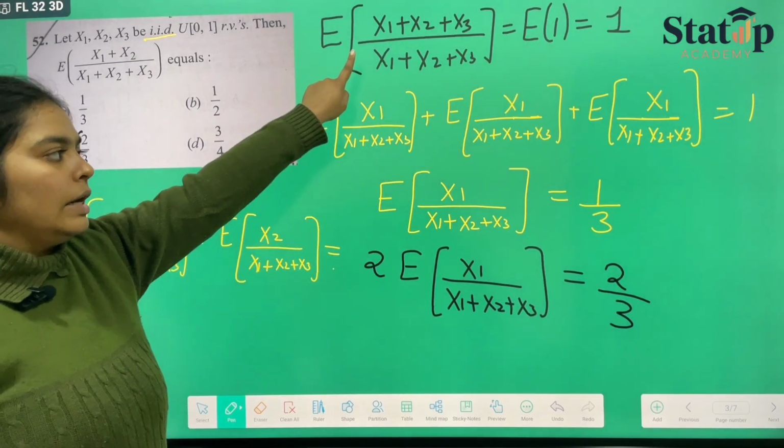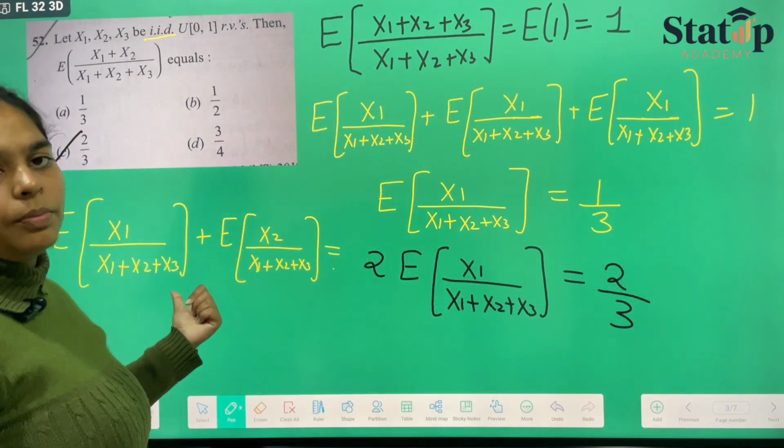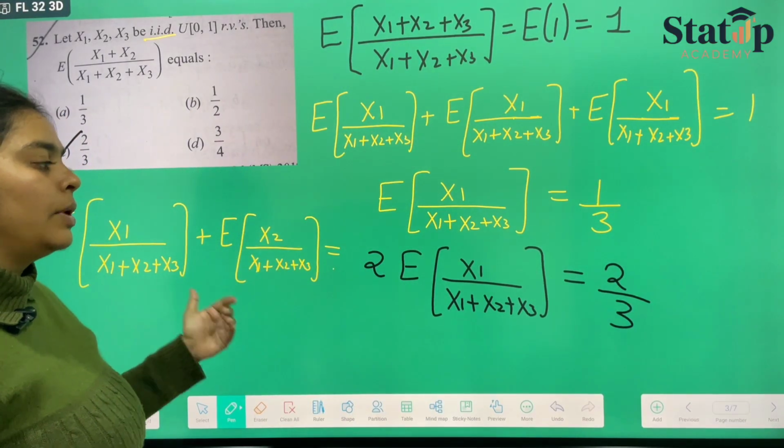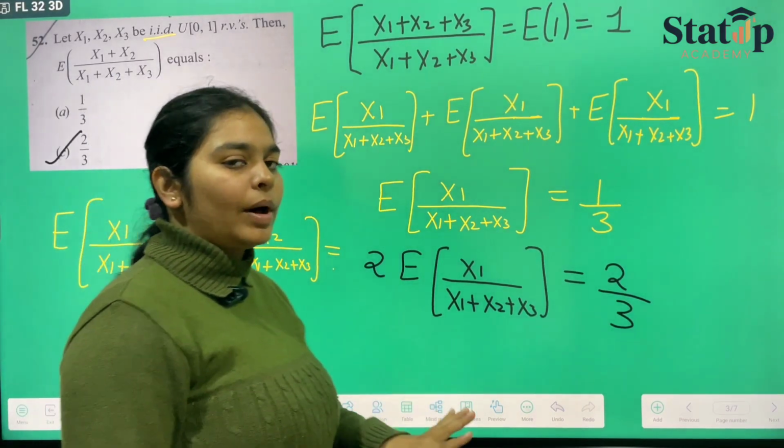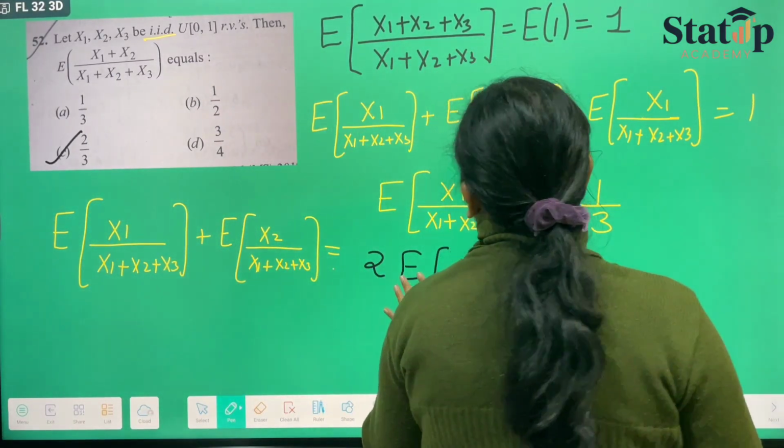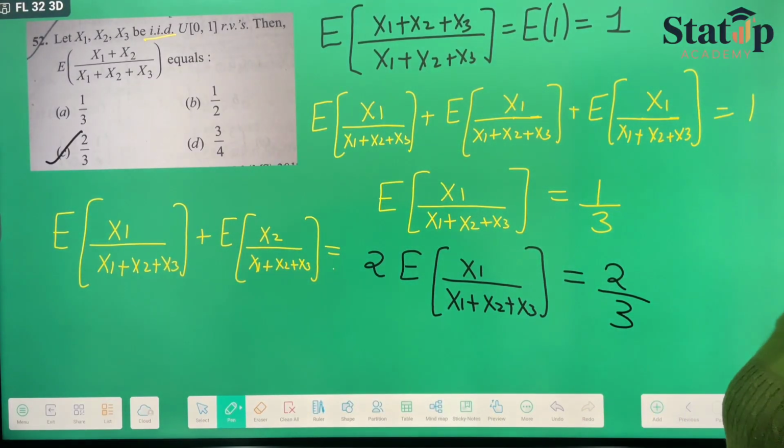So this was the trick, and after that we can follow mathematically. You must have solved many questions of this kind, but just their expectation was not there. So this is how we solve these kinds of questions.